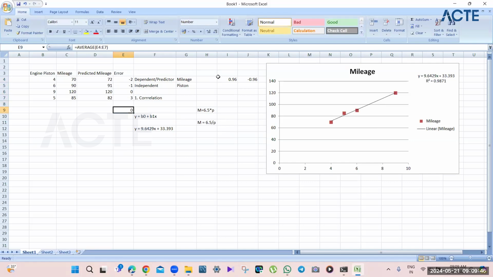Now, these are not real numbers, but in the practical world, your error will not be 0. You have some errors in it. So based on multiple such, okay, that is one thing.